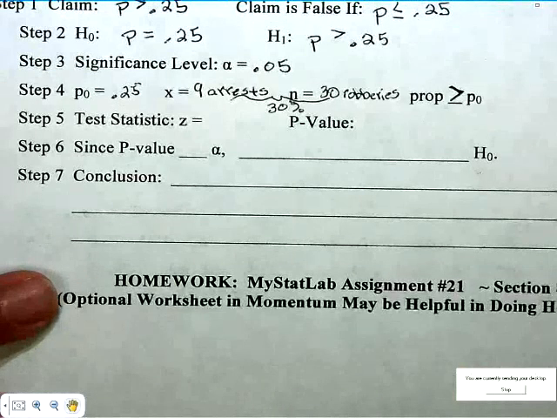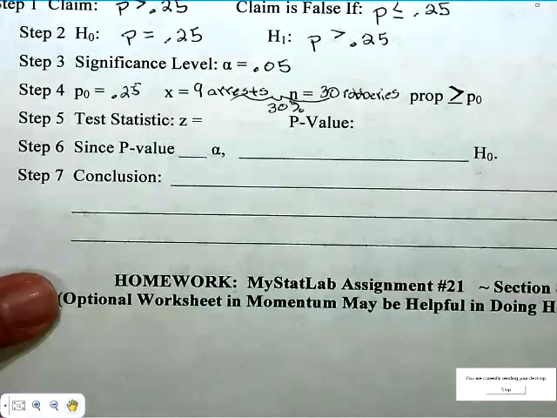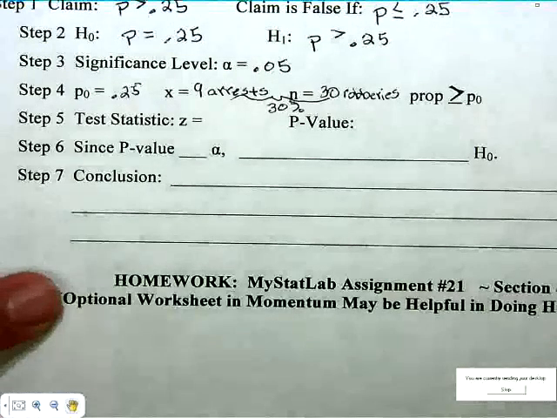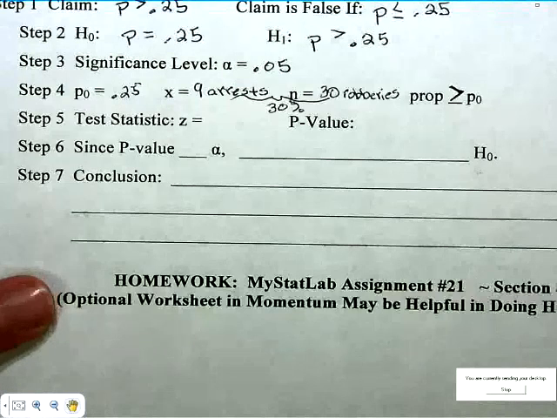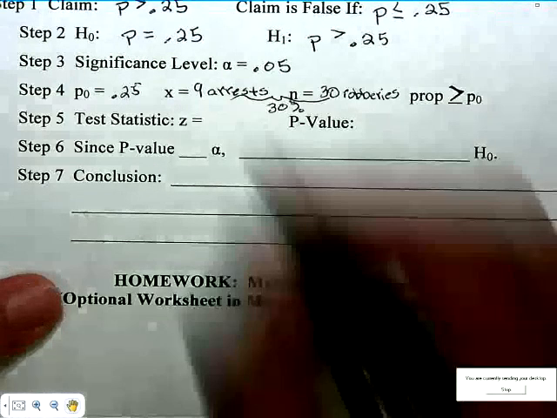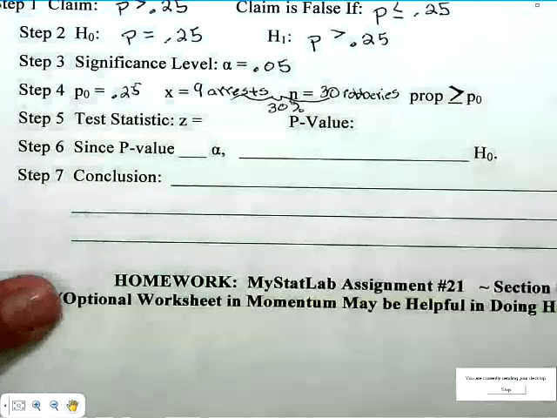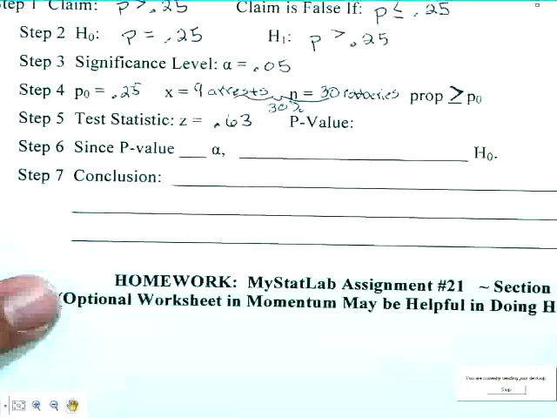When you enter that all in one proportion z-test, what do you get for a test statistic? Give me 2 decimal places. I'm sorry, I missed it. 0.63. Anybody second that? So we're going to put 0.5.